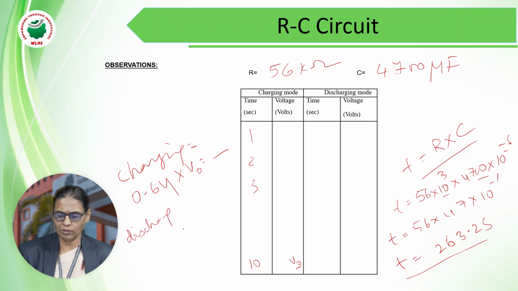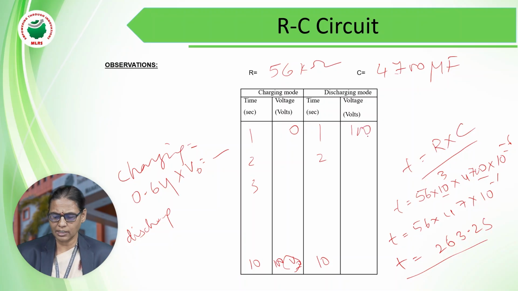For discharging, what we'll do is the same, 1, 2 up to 10. Now this is the maximum value. It started with 0, ended with 100. Now it started with 100, it ended with 0. Now let us take this value as V0, the maximum value. In case of discharging, it is 0.37, it is 37%. So 0.37 into the maximum value, you put aside these two values.